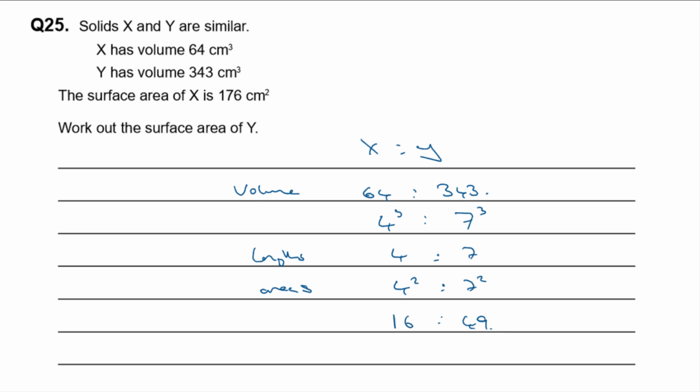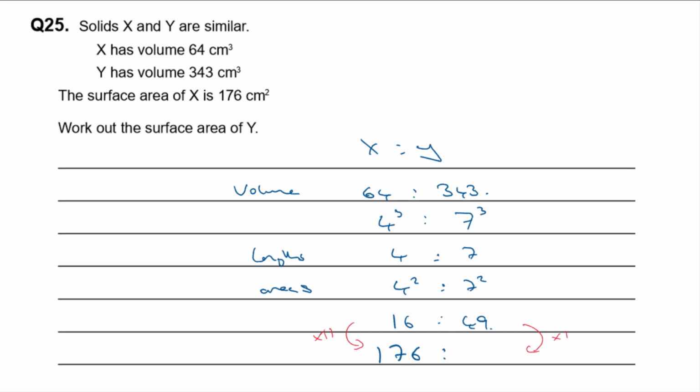Okay, so I know the ratio of their areas is 16 to 49, and I know the surface area of X is 176. So how many times bigger is 176 compared to 16? I think that's 11, isn't it? Because 16 times 10 is 160, and I've got another 16 on top. So that's 11 times bigger.